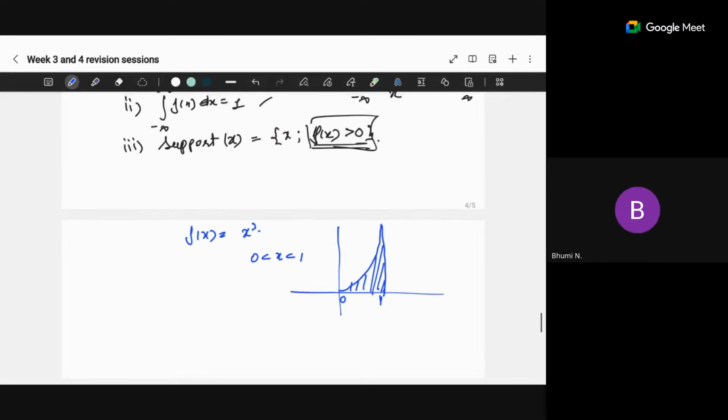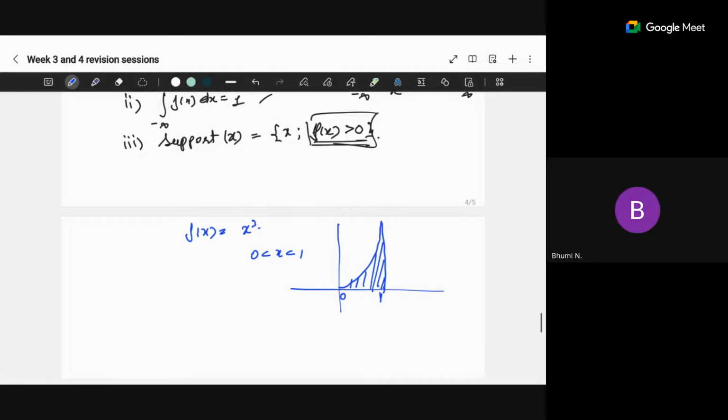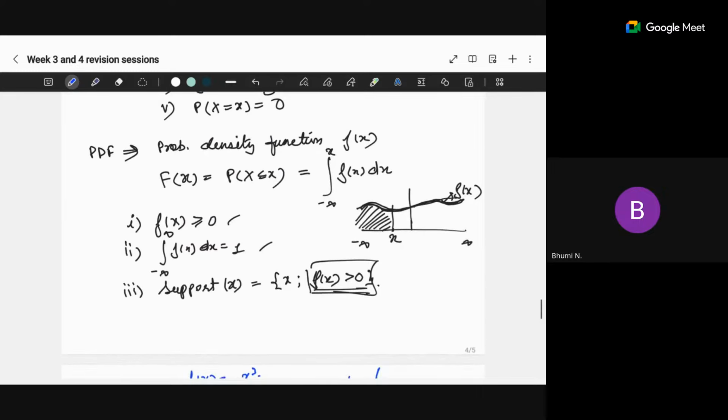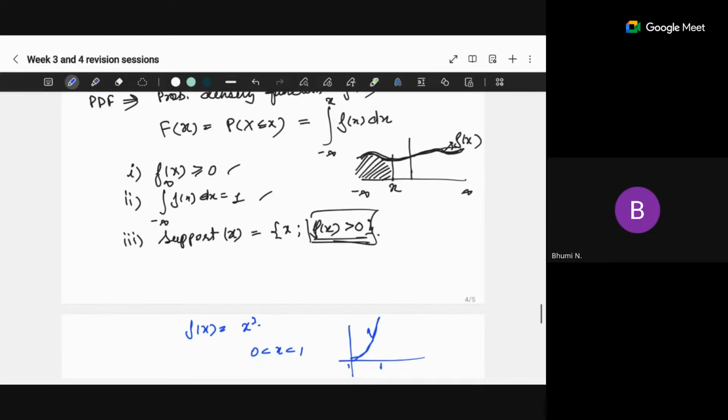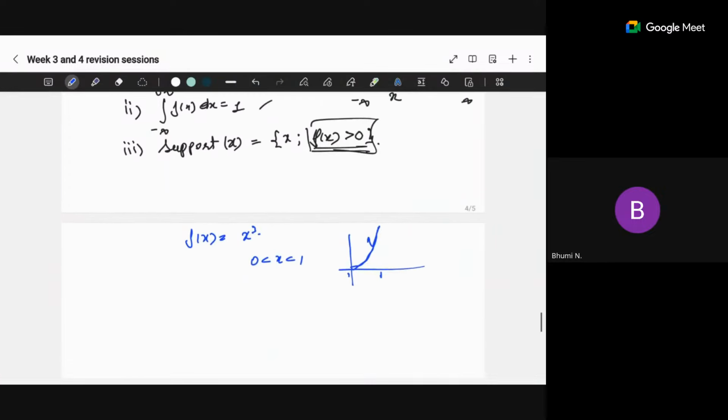Ma'am, actually, I had a doubt. Can I please ask it? Yeah, sure. Actually, ma'am, I was a bit confused about Markov's inequality and Chebyshev's inequality. As you said, Chebyshev's inequality tells about the upper bound as well as the lower bound. Does Markov's inequality also tell us about the upper bound and the lower bound, or does it only tell about the upper bound?